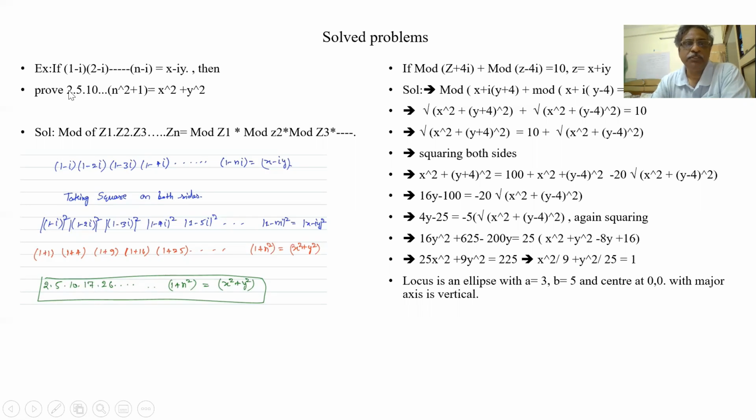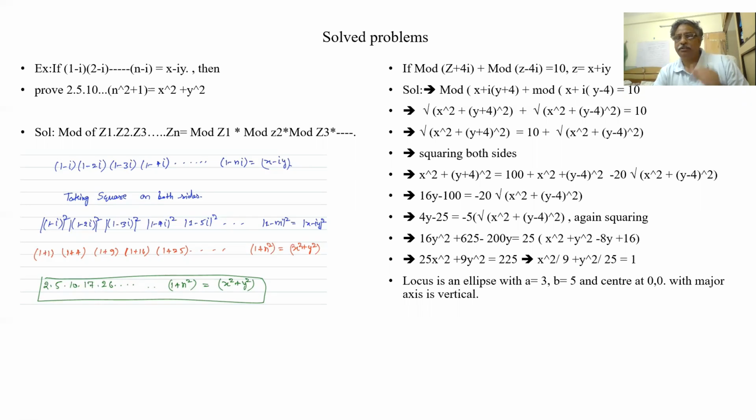So individual mods we have multiplied. Suppose mod of z plus 4a plus mod of z minus 4a is equal to 10. Find the relation. What is this representing? Locus.